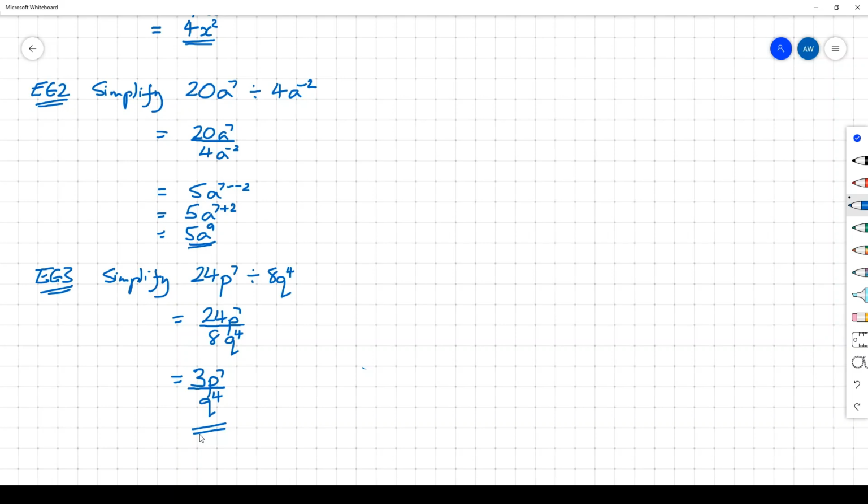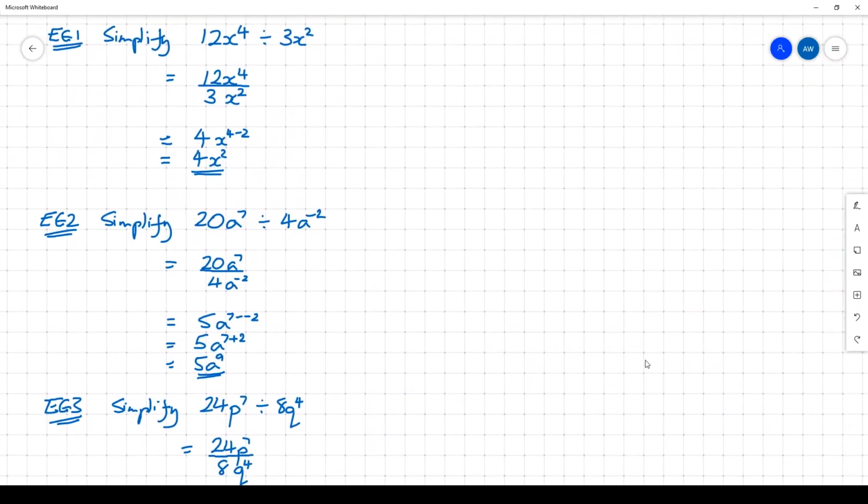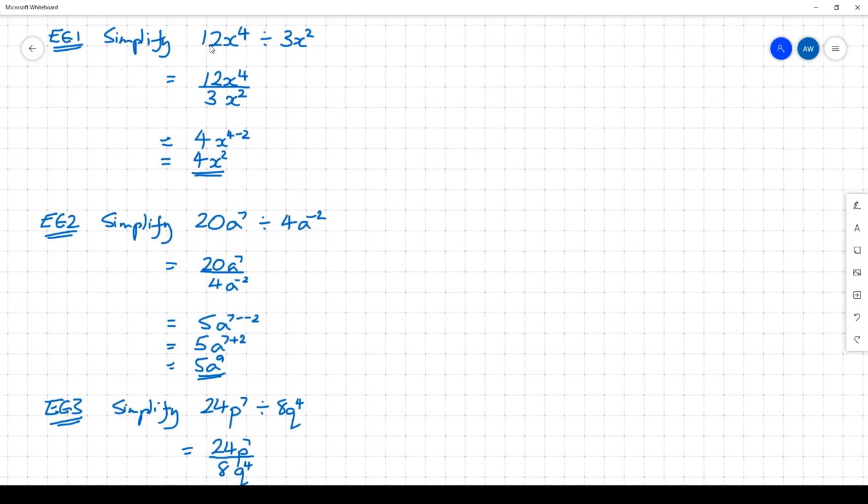Alright, so let's just quickly recap. We've got 3 examples. One where the powers are both positive, we got the base the same, and I showed you that we write as a fraction first, 12 divided by 3, to group the coefficients together to get a nice 4, and then we subtract the powers, as we've learned before when we first learned the division law.